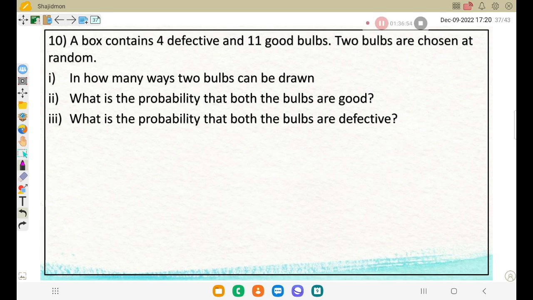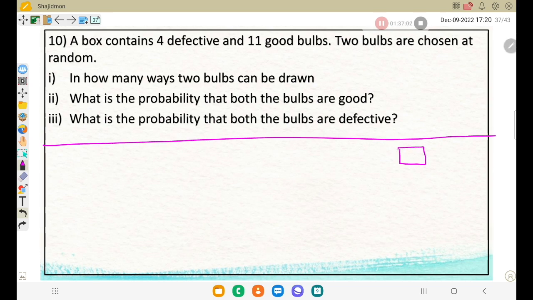A box containing 4 defective and 11 good bulbs. So I can write here 4 bulbs defective, 11 good bulbs. Okay, so totally how many bulbs are there? There are 15 bulbs, correct? Totally 15, 4 plus 11. 4 defective bulbs, 11 good bulbs, 15 bulbs.